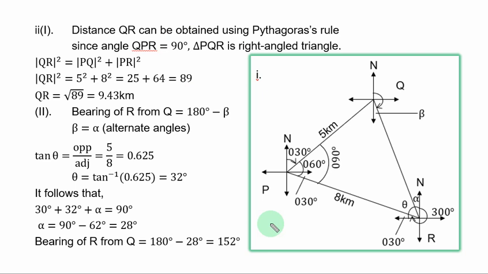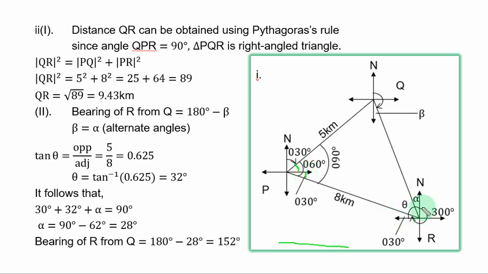You have the diagram as I have illustrated. This is point P, you have point Q, and you have point R. This angle here is 30 degrees. And this whole quadrant is 90 degrees. So from this point to this point alone is 60 degrees. We need to get this other angle.